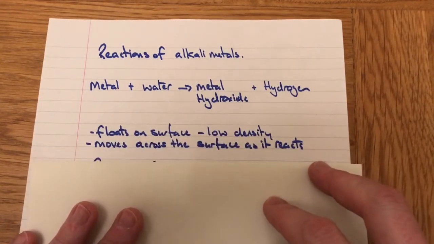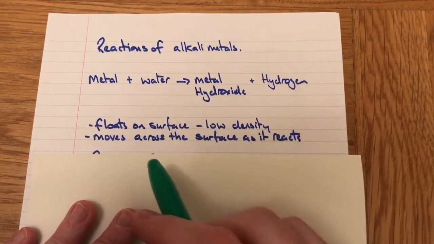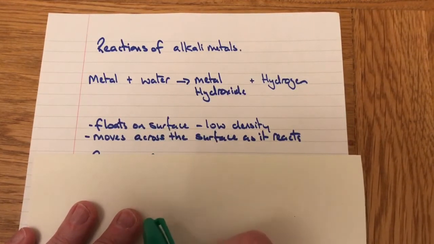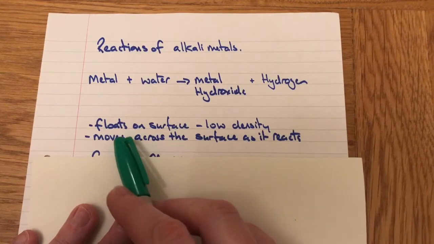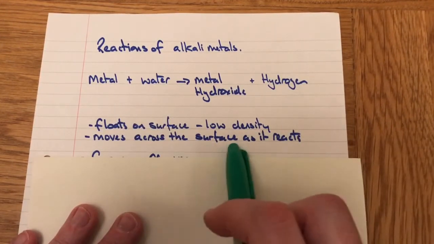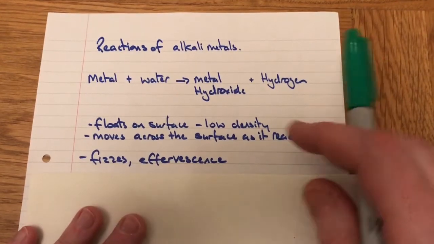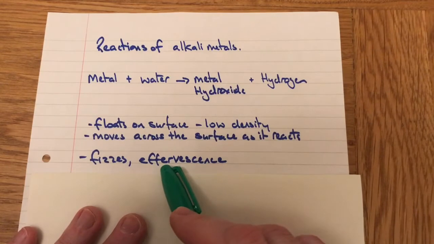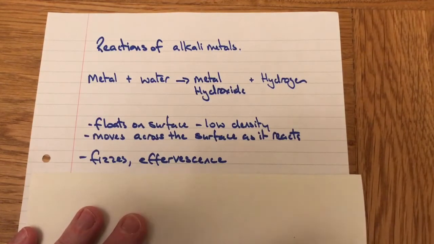The first thing we notice about the way these react is when we drop them into the water, they float on the surface, and that means they have a low density. When they're on the surface of the water, you'll notice it start to whiz around and move around the surface as it reacts. It fizzes. This means it's making a gas, and the chemistry word for that is effervescence. So it produces a gas, effervesces.